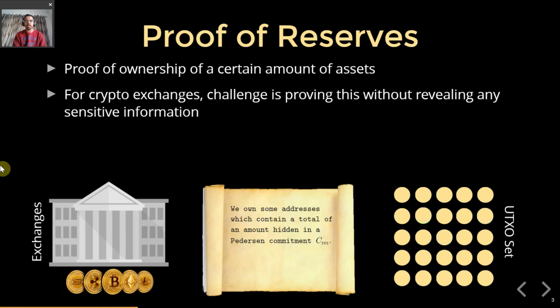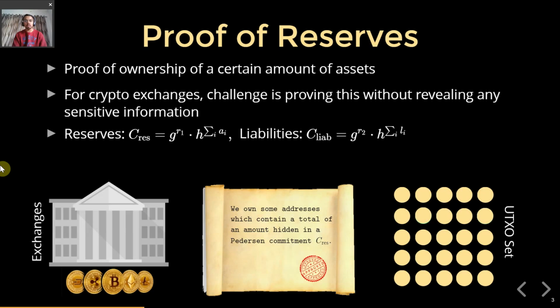the exchange states that it owns some addresses on the blockchain and it contains a total of an amount which is hidden in a Pedersen commitment C reserves. The proof must be publicly verifiable, and the commitment C reserves is a Pedersen commitment to the total assets owned by the exchange. On a similar note, a Pedersen commitment to the total liabilities also could be computed.